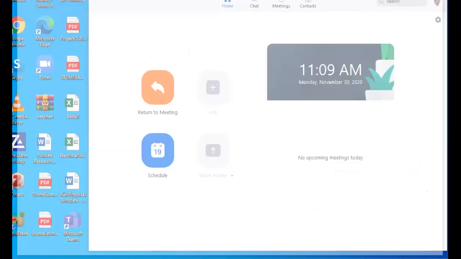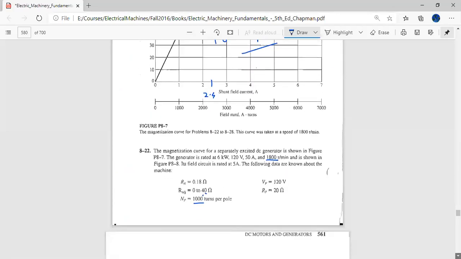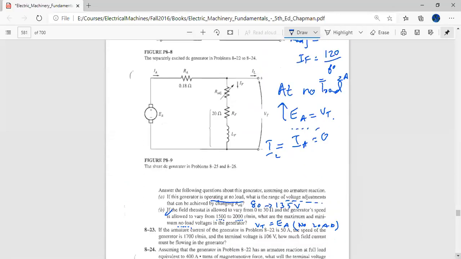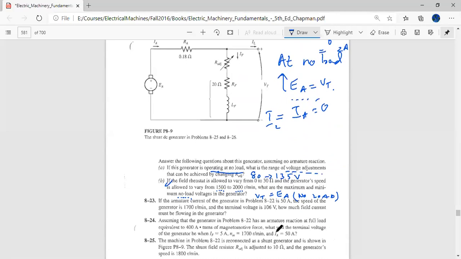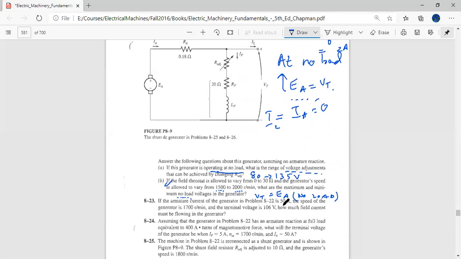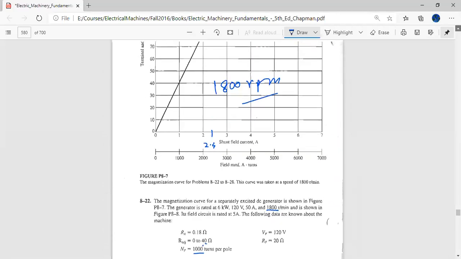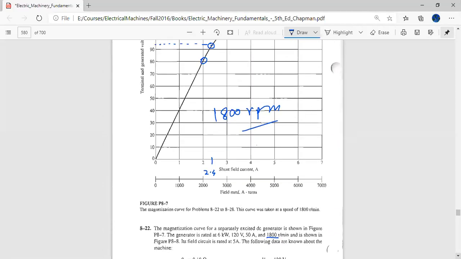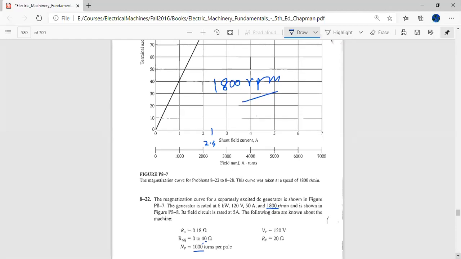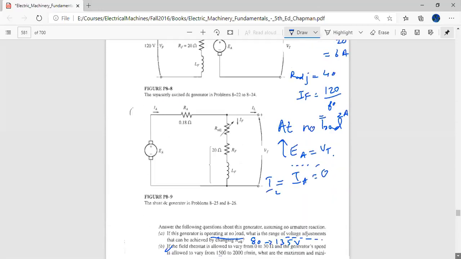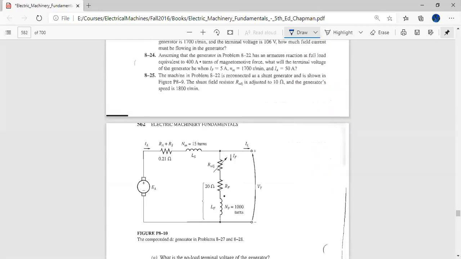Okay, so let's do 8.23. The remaining parts, I think you can easily do it. No, there are no remaining parts. 8.23. If the armature current in the generator is 50 amperes, so now we are considering a loaded case. If the armature current of the generator is 50 amperes, always remember that this graph is for 1800 RPM. This graph is not for arbitrary RPM, it is for 1800 RPM. Cannot read off values from it for 2000 or 1500 RPM. You have to make a proportionality using the relationship EA is proportional to K phi omega.